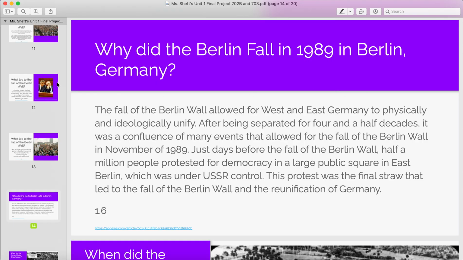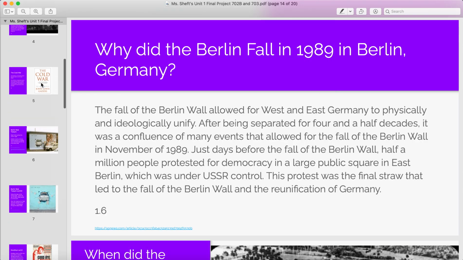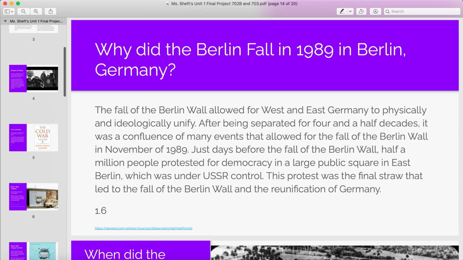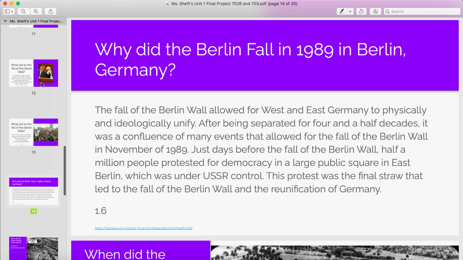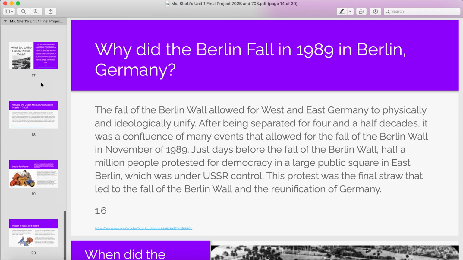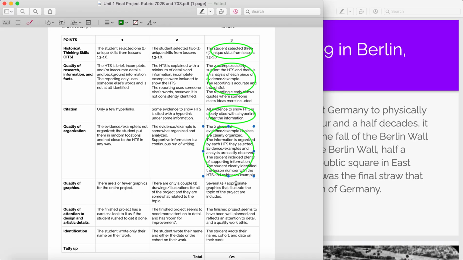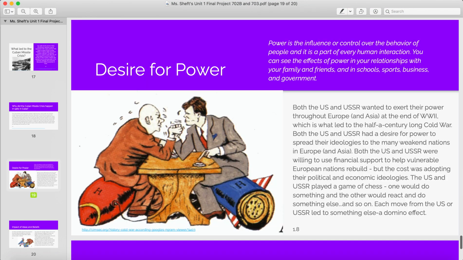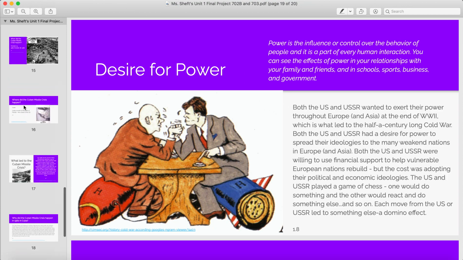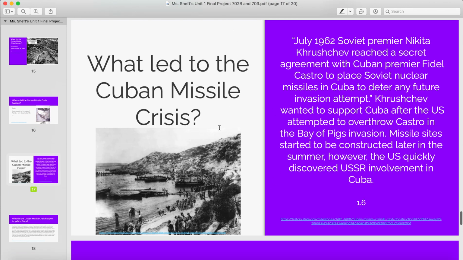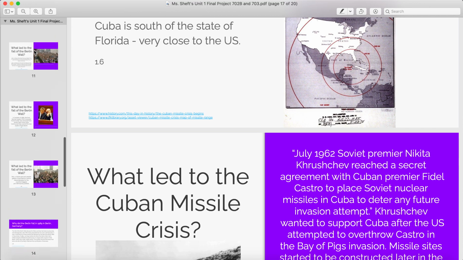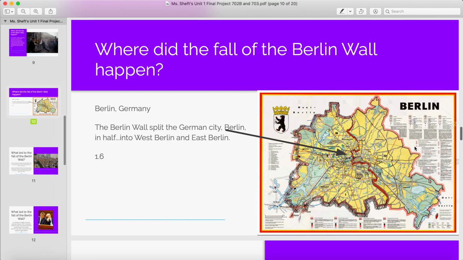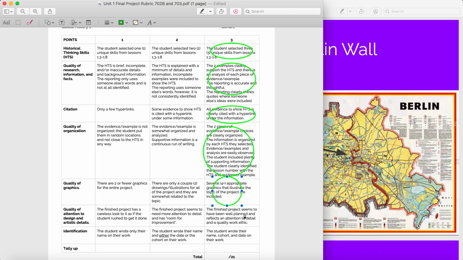Quality of graphics. We can just scroll through and see there's tons of pictures in here. I'm requiring that you use at least 4. Should be very easy to get at least 4. I tried to select graphics that illustrated either what I was saying on that page or specifics from an event, just to make it really clear to whoever's looking at it what it would look like.